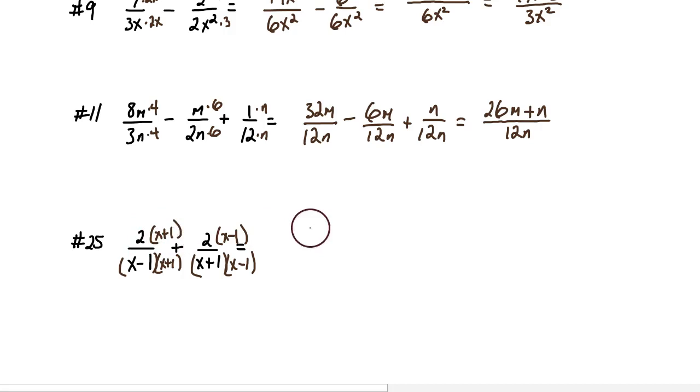2 times x plus 1 makes 2x plus 2. And now we're adding. 2 times x minus 1 makes 2x minus 2. And that's all over our common denominator.